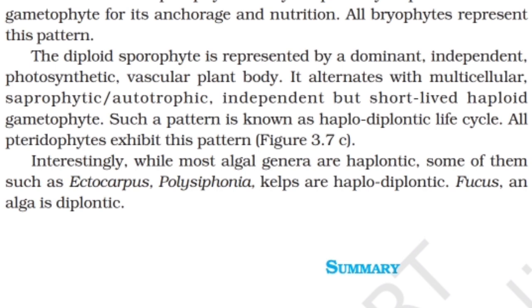The diploid sporophyte is represented by a dominant independent photosynthetic vascular plant body. It alternates with the multicellular saprophytic/autotrophic independent but short-lived haploid gametophyte. Such a pattern is known as haplodiplontic life cycle. All pteridophytes exhibit this pattern (Figure 3.7c). Interestingly, while most algal genera are haplontic, some of them such as Ectocarpus, Polysiphonia, kelps are haplodiplontic. Fucus, an alga, is diplontic.